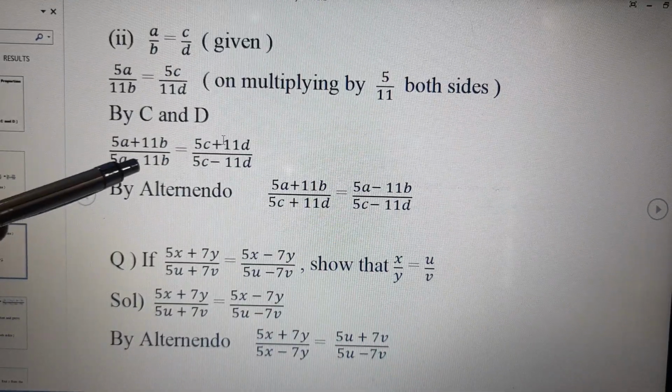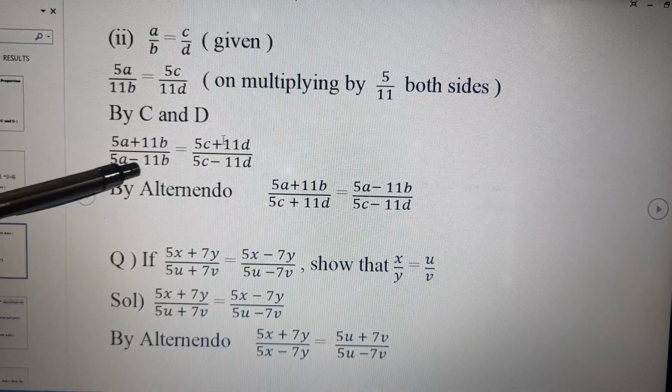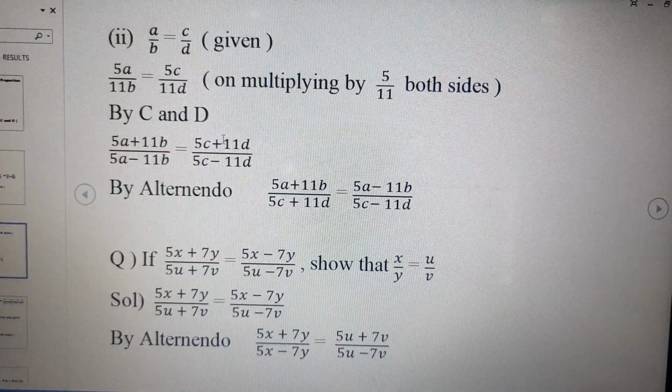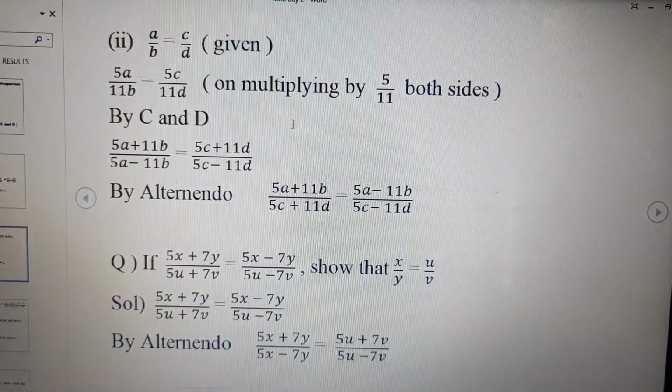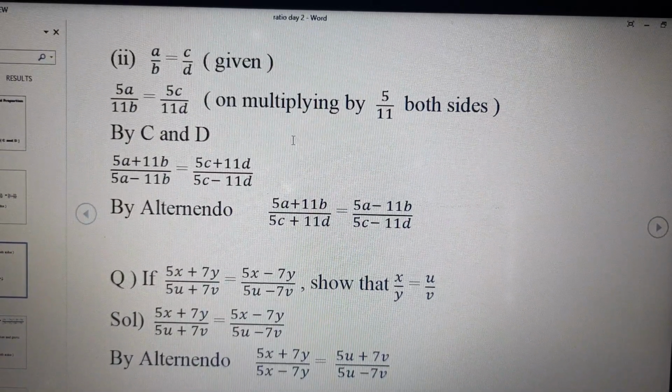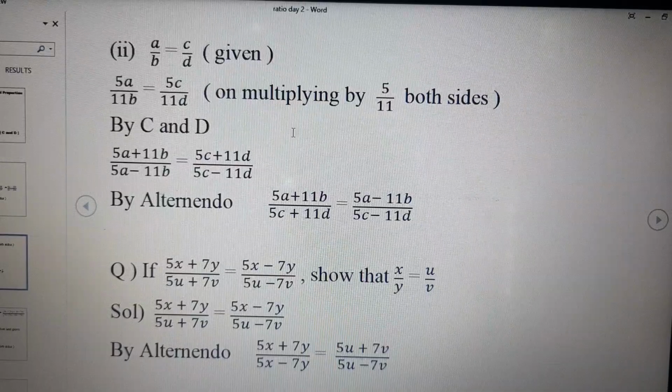5a minus 11b has been transferred to the other side. It was there in the denominator, will come in the numerator. So 5a minus 11b has come here. So we have got the same thing which we have to prove.